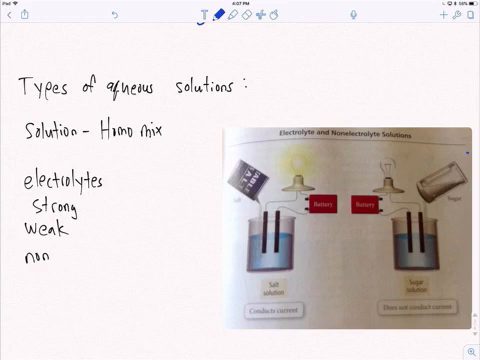And then there's a non-electrolyte. So sugar is like this. Sugar water is not a conductor. Ethylene glycol water solution, so antifreeze in water, does not conduct. Those are non-electrolytes. They do not conduct at all. So you'll learn about that.